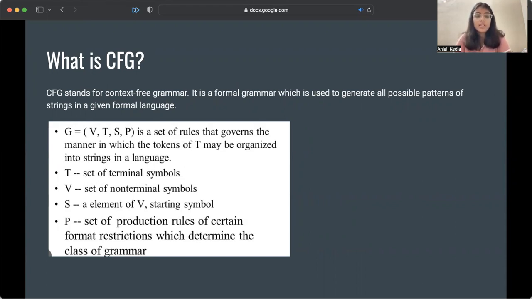G is a tuple that consists of 4 elements: V, T, S, P. G is a set of rules that governs the manner in which the tokens of T may be organized into strings in a language. T is a set of terminal symbols. V is a set of non-terminal symbols. S is an element of V and is the starting symbol. P is a set of production rules of certain format restrictions which determine the class of grammar.